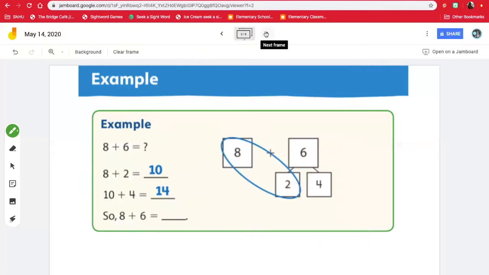So here's an example from yesterday's work. They made a 10 this way. So the day before that, we were working with a 10 frame and using counters or drawing a picture within the 10 frames. And yesterday, we worked with number bonds and made a 10. So we have 8 plus 2 equals 10, and then we added the extra 4. 10 plus 4 equals 14, which means that 8 plus 6 is 14.